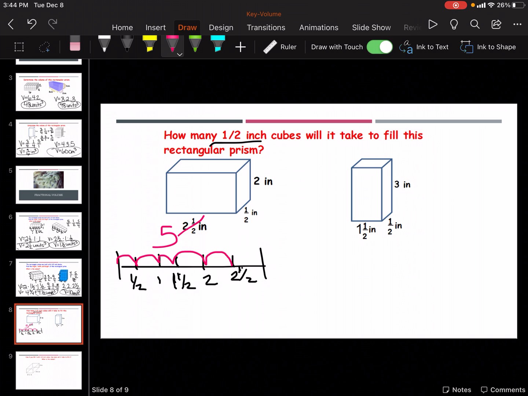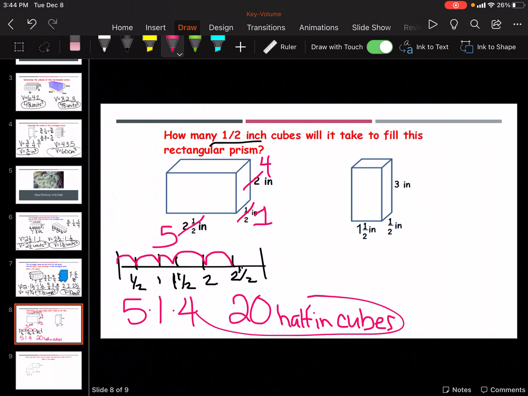And then for this 1/2, think about how many 1/2 inches are in 1/2. That's going to be 1. Then how many 1/2 inches are in 2 is going to be 4. So it's going to be 5 times 1 times 4, which gets me 20. And then the units are 1/2. I'm going to write the word so you don't get confused. 20 1/2 inch cubes.